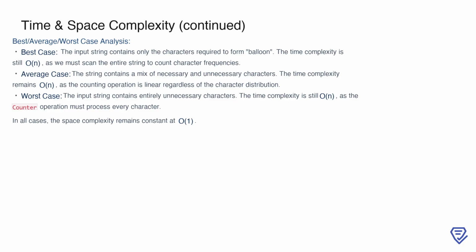The counting operation remains linear, so the time complexity is still n. In the worst case, the string consists entirely of characters that are not needed for balloon. Despite this, the counter class will still process every character in the string, so the time complexity does not change, it stays n. Across all cases, the space complexity remains constant at 1, as the memory usage does not depend on the input size. This consistency highlights the robustness of our solution.